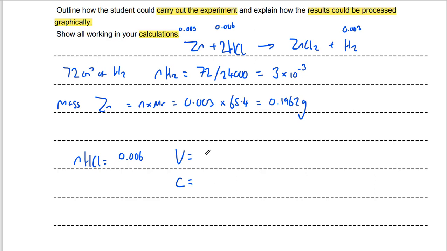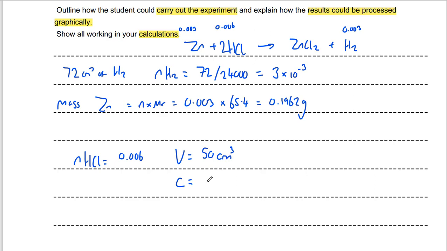So let's say 50. Why not? That's not a bad number. Let's use 50 centimeters cubed. You could use 30, 40, I don't care. It's got to be a sensible number that you can measure with the measuring cylinder and will ensure that the zinc can react. So you need enough HCl that the zinc will react, and react all of it. It needs to be submerged effectively.